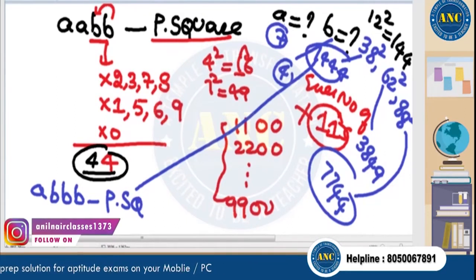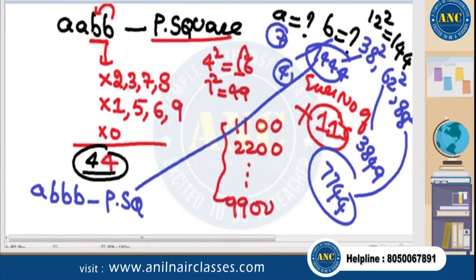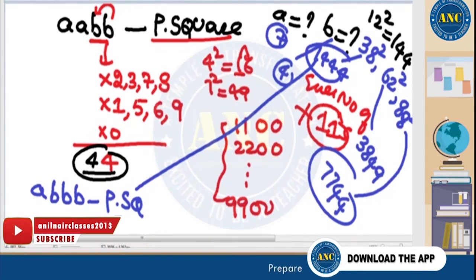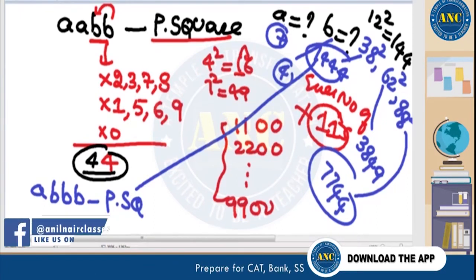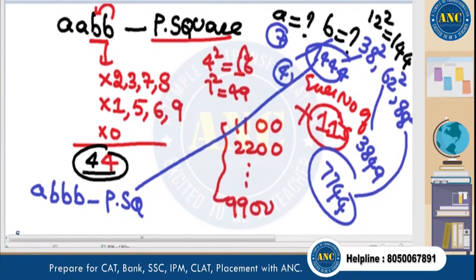If you observe, I discussed only one concept, a plus b whole square. Then I discussed perfect squares, that a perfect square never ends with 2, 3, 7 or 8, then I discussed other logics.